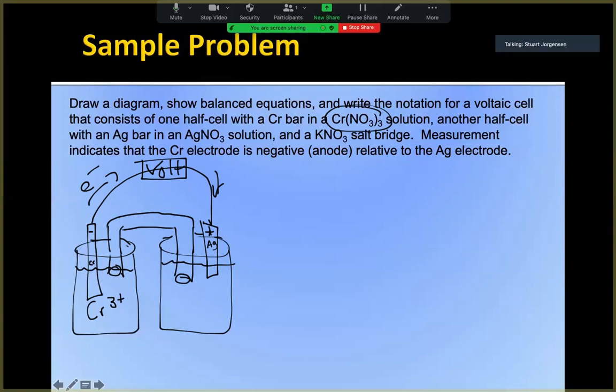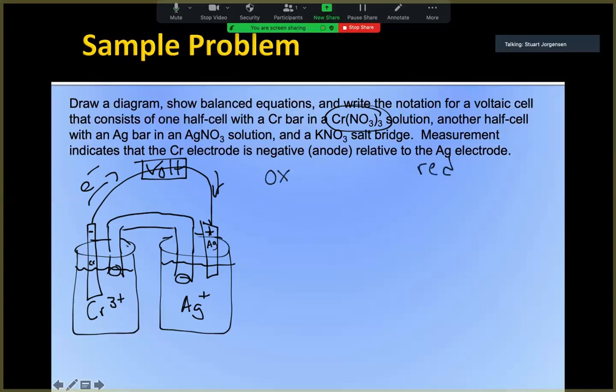Over on our silver side, we've got a silver electrode with our silver ions floating around in solution. So I'm just drawing what's going on, how we actually start to build this. And now we can look at our half reactions. I'm going to go over here and hopefully make this legible. We've got our oxidation reaction, and we've got our reduction reaction.